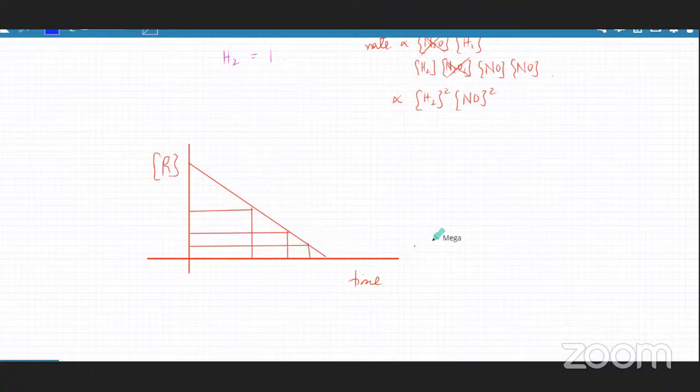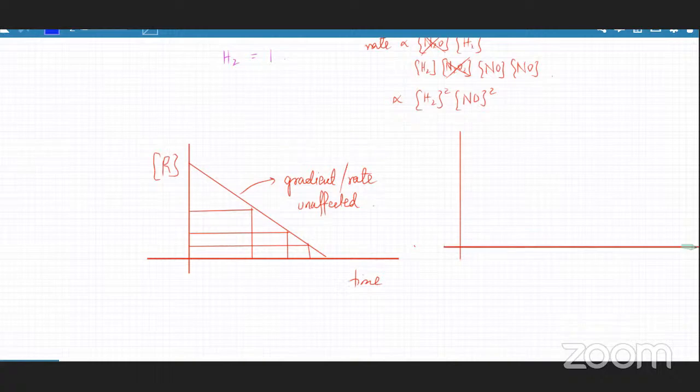So this is order zero. That the rate is unaffected. The gradient of the change that's happening is rate, and that remains completely unaffected. So that's order zero. What happens in order one? You have a graph. Now in order one, the rate would slow down.